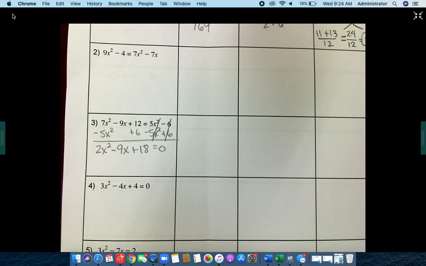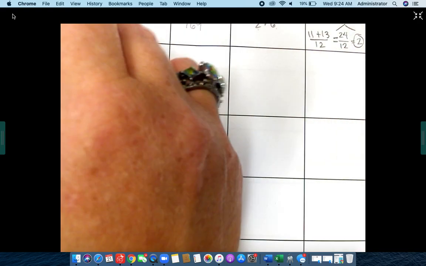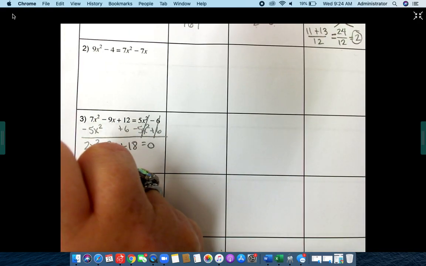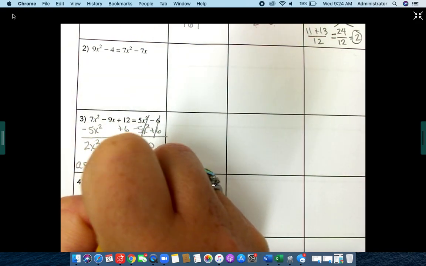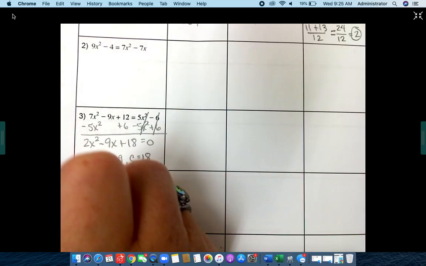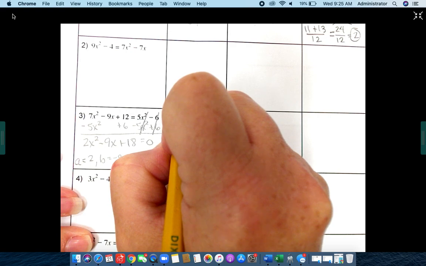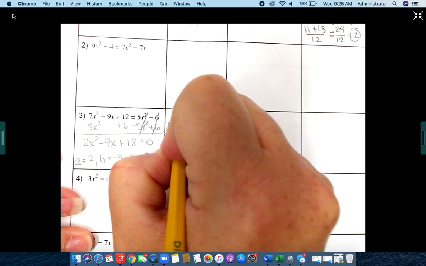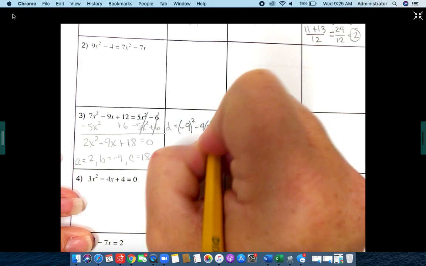And this is not going to be factorable. So remember our first steps, identify your a, b, and c. So a is 2, b is negative 9, c is 18. Remember at any point if you want to just pause the video and kind of work ahead and then resume the video and see if you did it right, you're welcome to do that. So now discriminant is b squared minus 4ac. So negative 9 squared minus 4 times a times c.